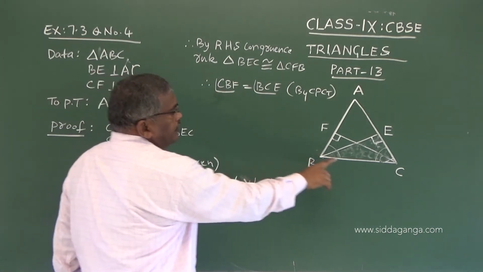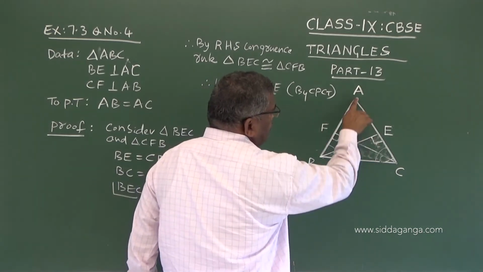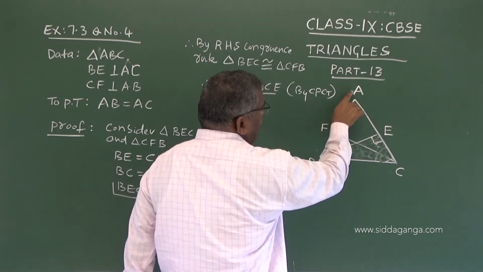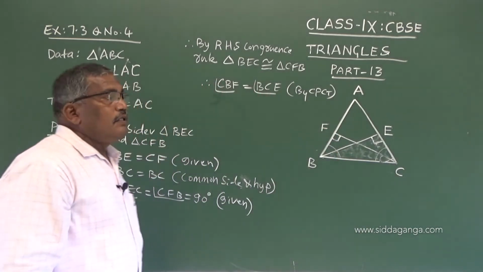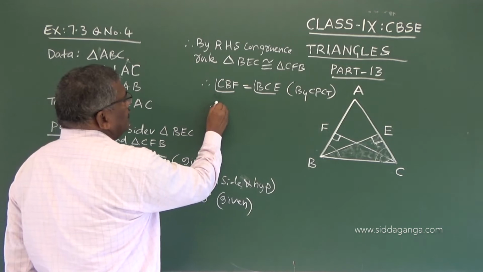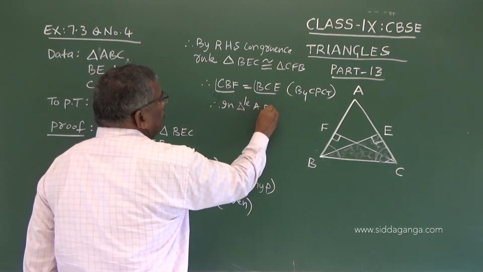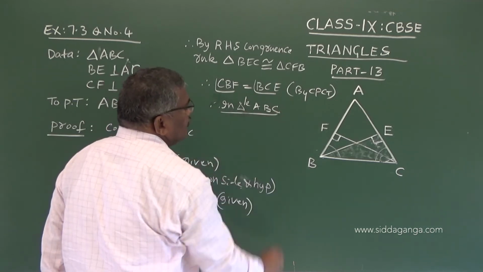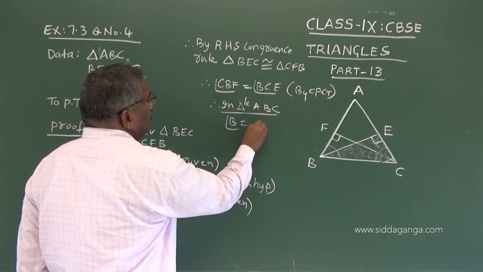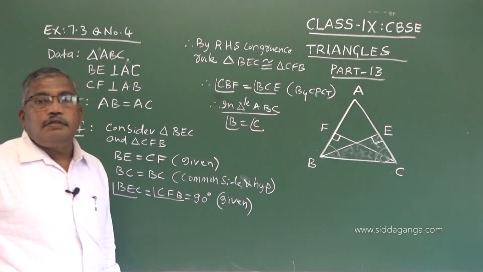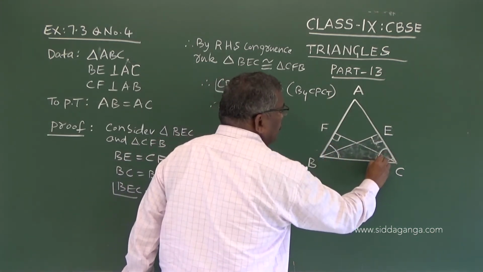Observe here, CBF is same as CBA or ABC, this total angle. So therefore in triangle ABC, now you observe with respect to triangle ABC, angle B is equal to angle C.